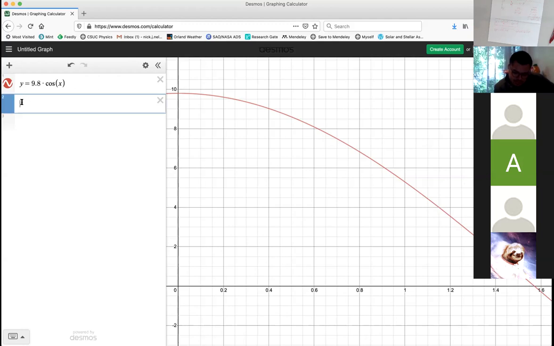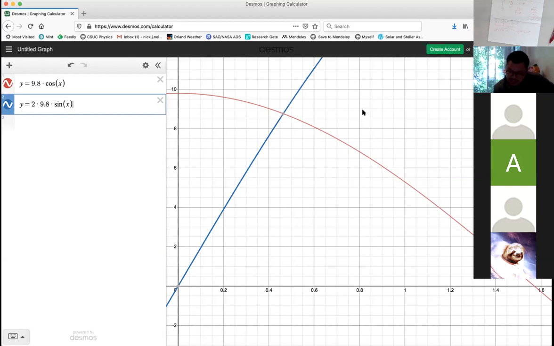Okay, there's our tangential components. Now let's put in our centripetal components. Our centripetal component is 2 times 9.8, 9.8 times the sine of our angle, okay?